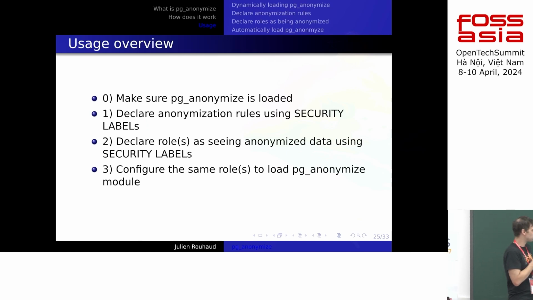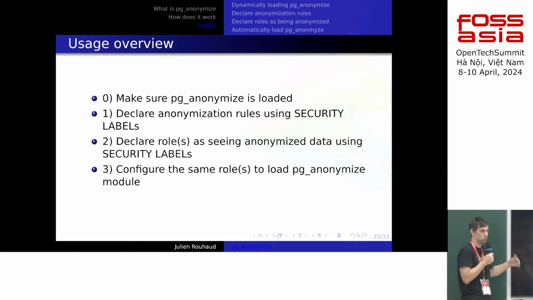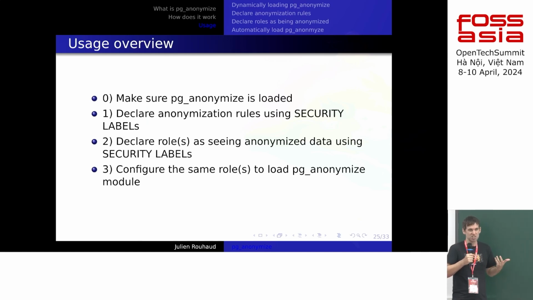So the basic steps to do that: first, make sure pg-anonymize is loaded. Then do the initial configuration, so you declare your anonymization rules using security labels. Basically it's just expressions. You declare which roles you want to see anonymized data. And then you configure the role to load the extension automatically. We can load it for everyone. If the extension is loaded and your role is not anonymized, it will do nothing, but it will call an extra hook, which is never good for performance, but it won't do anything apart from that.